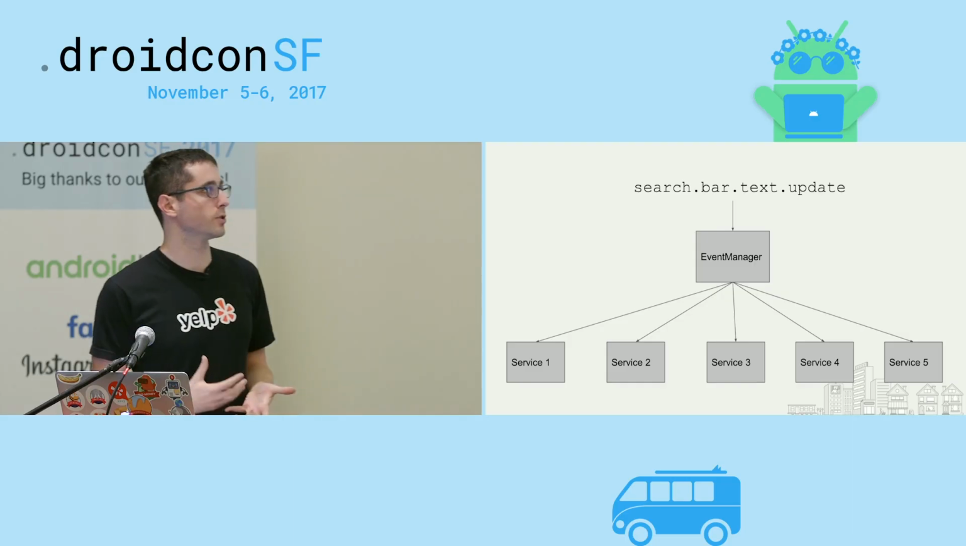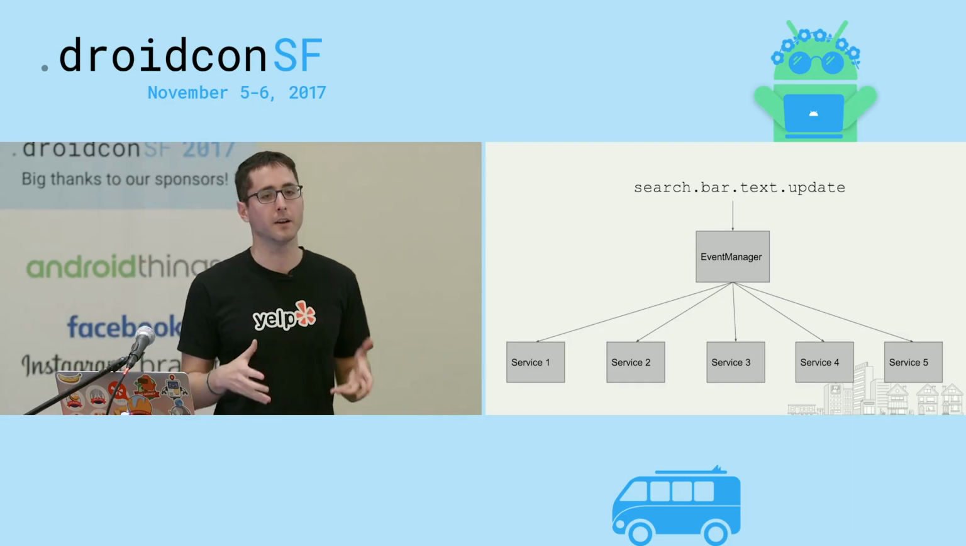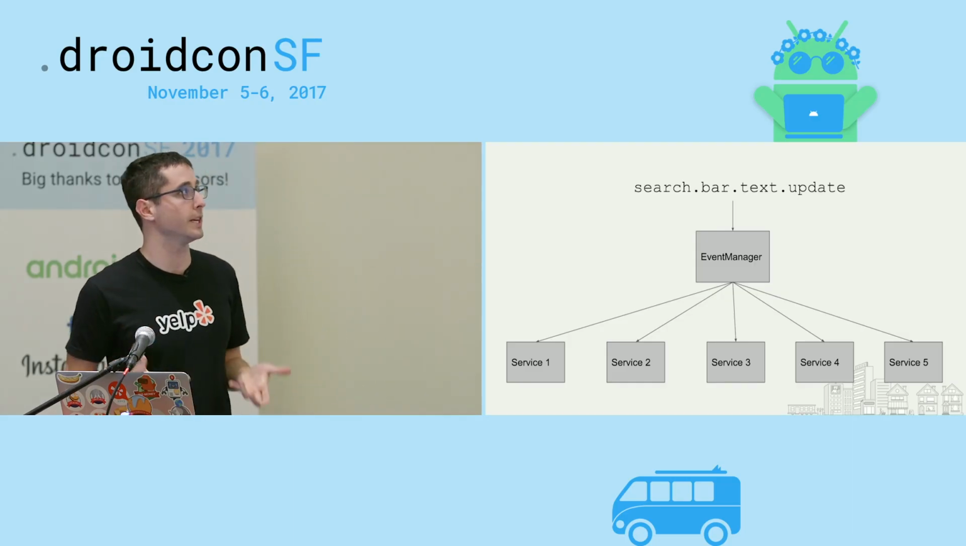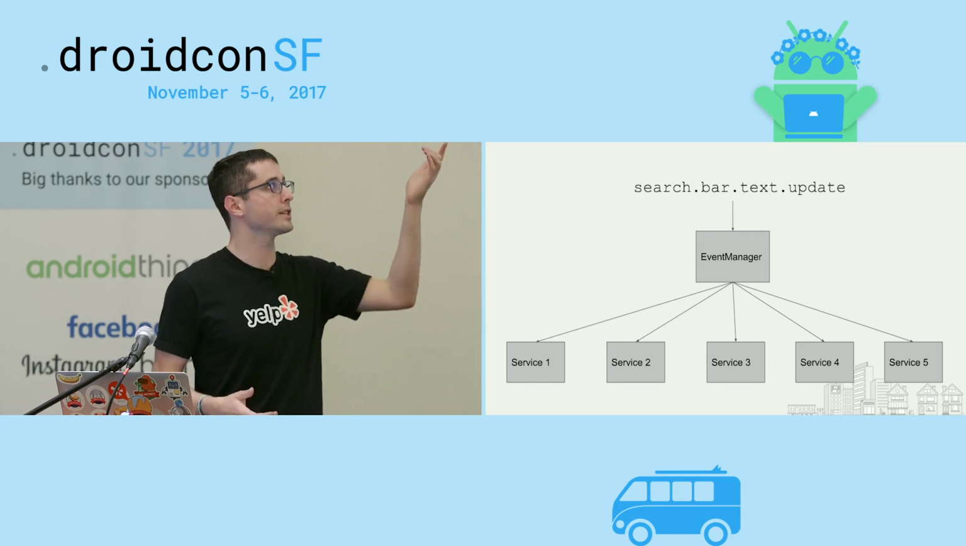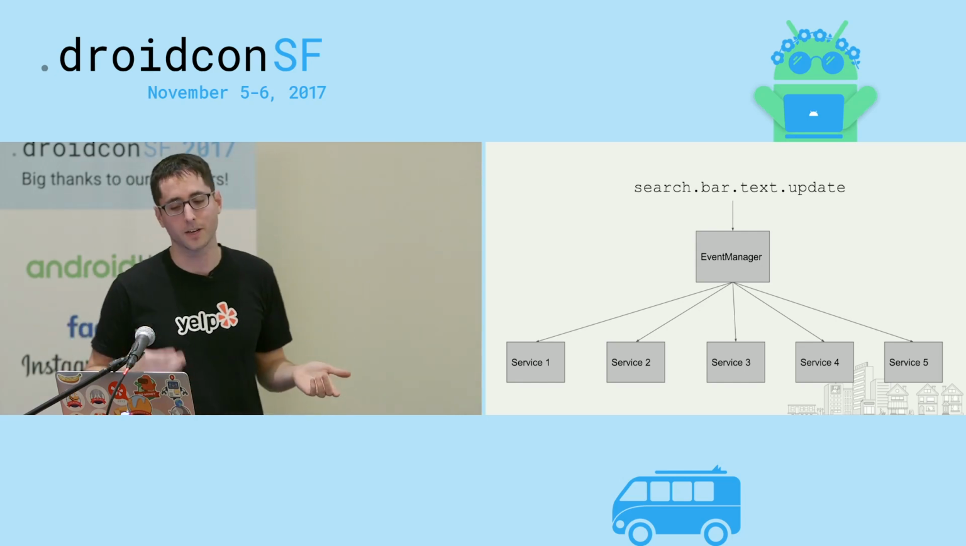Now, a much better way to approach this type of problem is to define events in the language of what's actually happening in your application. So if you look, in this case, we have an event called search.bar.text.update.